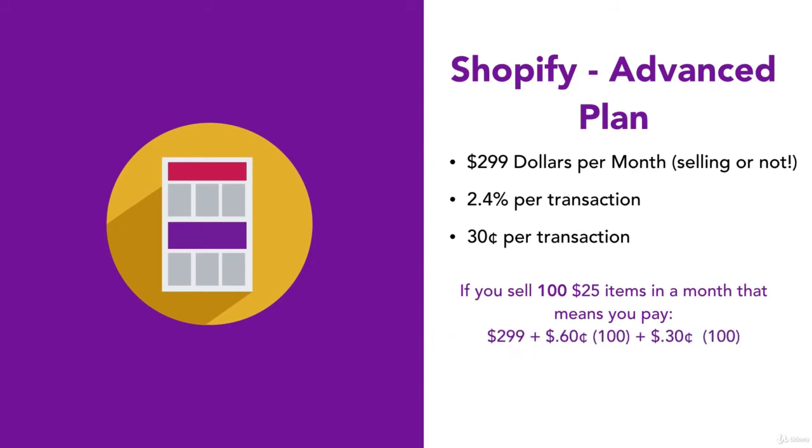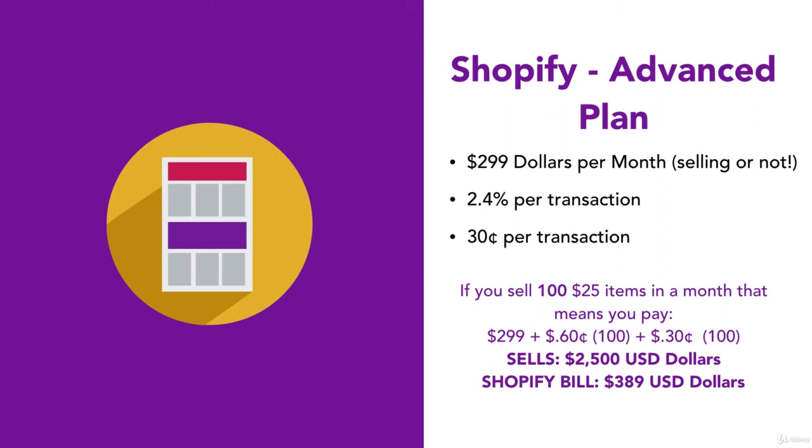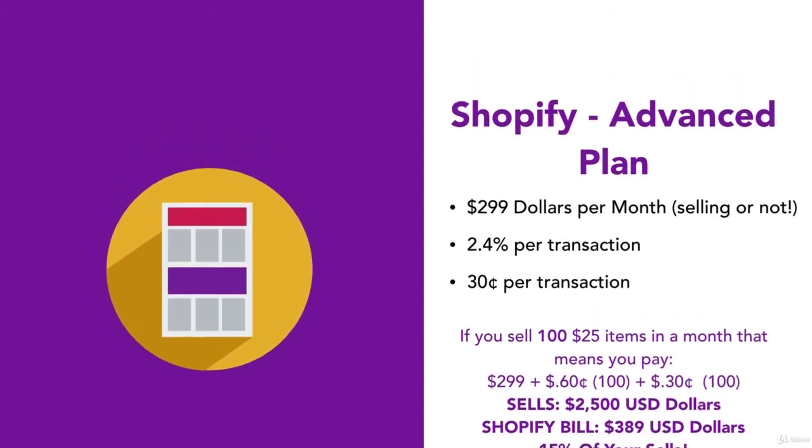That means that you have to pay $299 for the month. And also you have to pay the percentage, which in this case is $3. But you have to pay that $3 100 times. Also, you need to pay the 30 cents 100 times. At this point, your sales are $12,500 and your Shopify bill is $389. So this is almost 50% of your sales. So that's a lot of money. Your $299 plan goes from $299 to $389 at the end of the month.